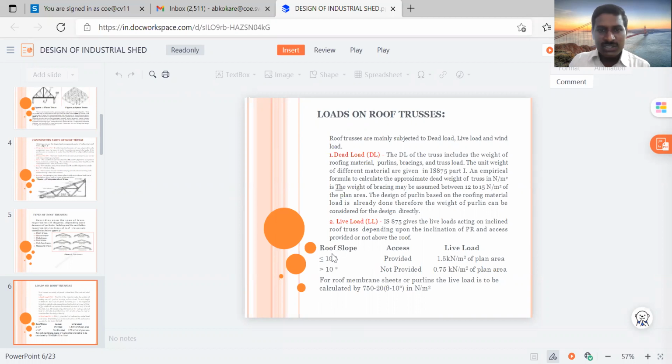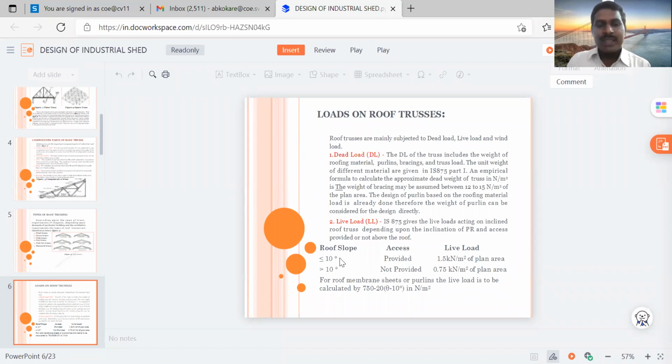This table includes: the first column is the roof slope, the second column is the access, and the third column is the live load. The roof slope is either less than or equal to 10 degrees, or greater than 10 degrees. For less than 10 degree slope, access is provided, and for greater than 10 degree slope, access is not provided. It means if the slope is more, we cannot go on the roof truss. If the slope is less than 10 degrees, we can go on the rooftop of the roof.